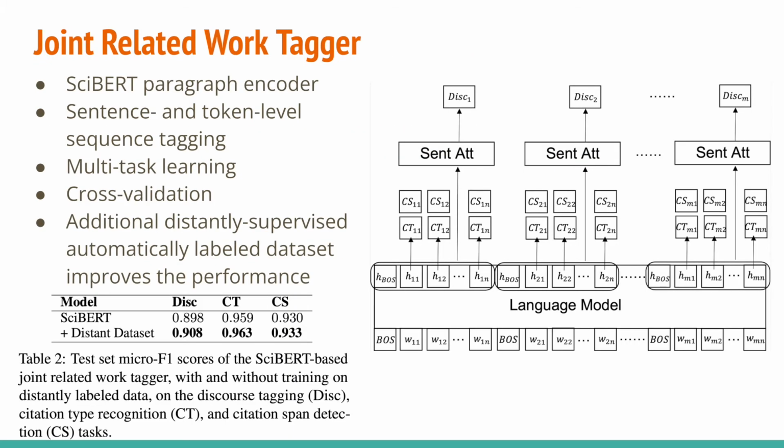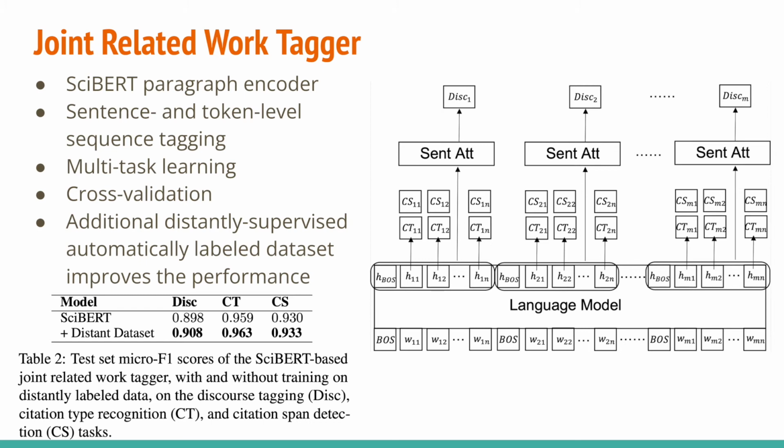Next, we develop a joint related work tagger to perform the CORWA annotation automatically. This figure is the model architecture of our joint tagger for CORWA. We use multitask learning to train a single language model on three tasks of CORWA. We use the trained model to predict unlabeled related work sections and use these distantly supervised data as additional training data. Our tagger can achieve a high performance, which means that it can become a reliable tool for generating related work generation datasets.